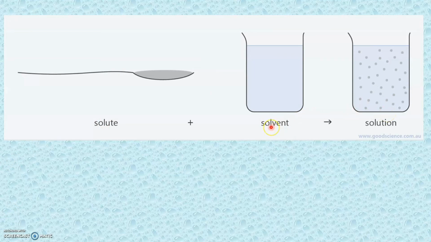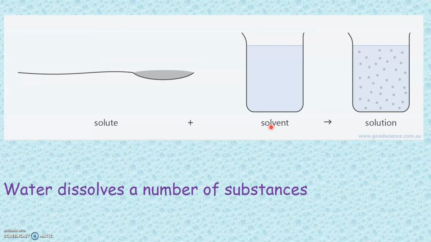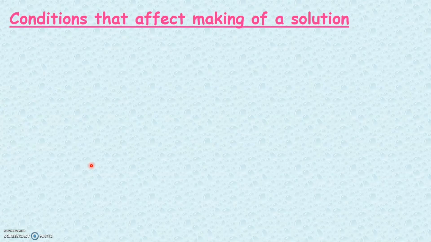Water is a solvent that is capable of dissolving a number of substances in it. That is why water is called a universal solvent. Now, let us see what are the conditions that will affect making of a solution. There are two important conditions that are required for making of a solution. The first one is stirring.